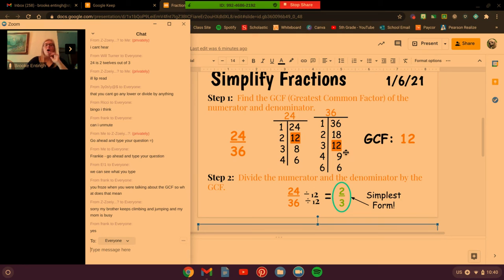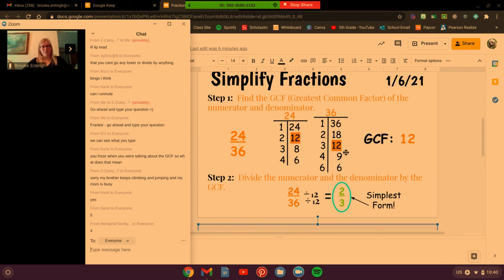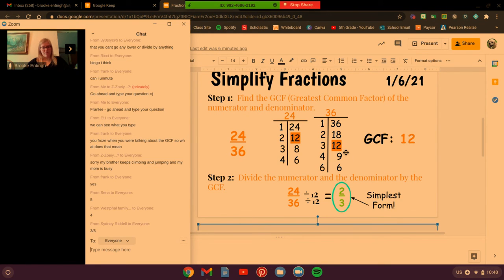Okay, so 5th grade, what I want you to do now is type 1 through 5. How do you feel about simplifying fractions? How do you feel about this skill? 1 through 5, how do you feel? And again, I know a lot of you learned this in 4th grade.